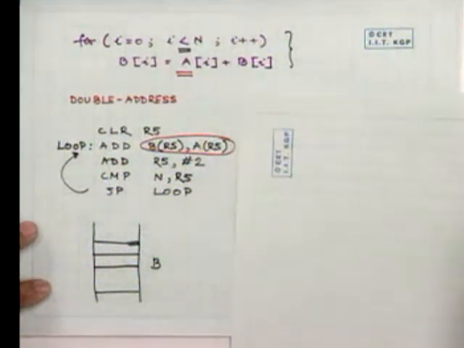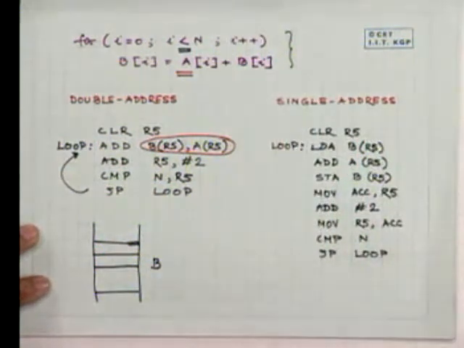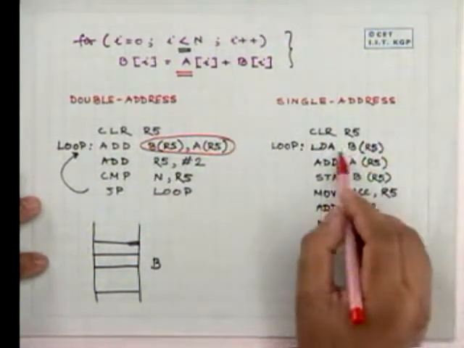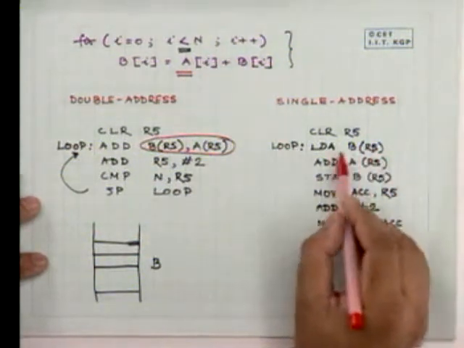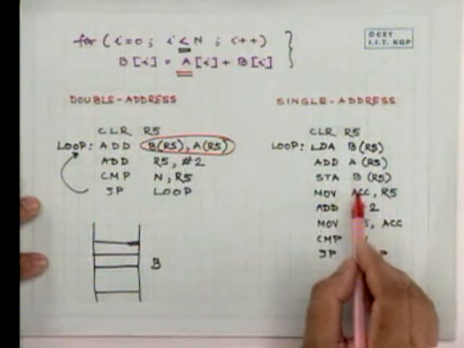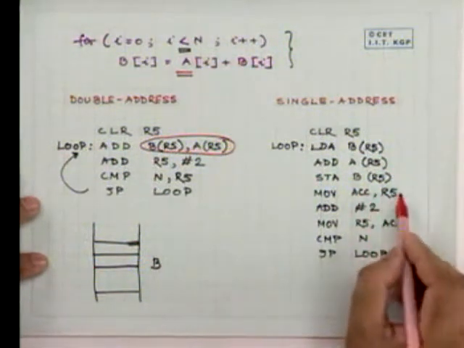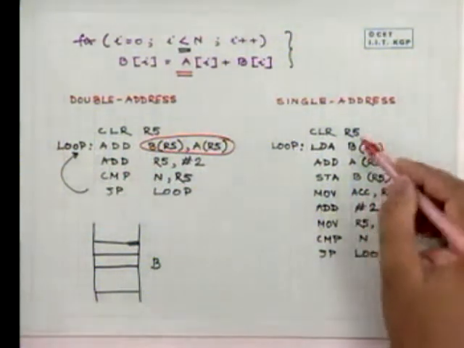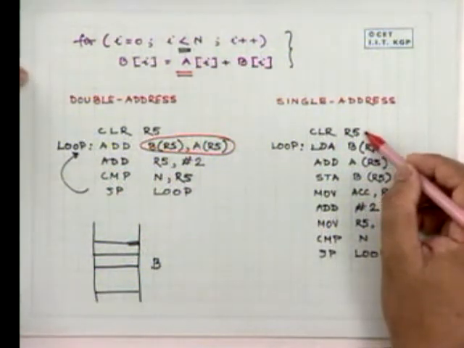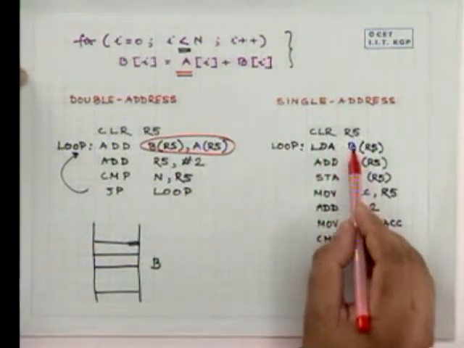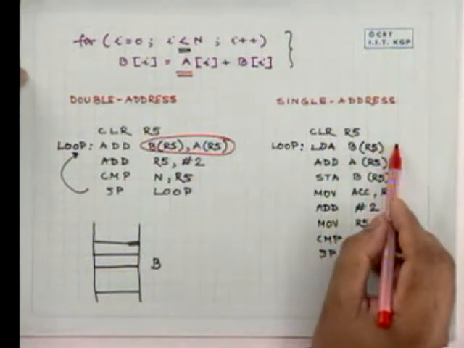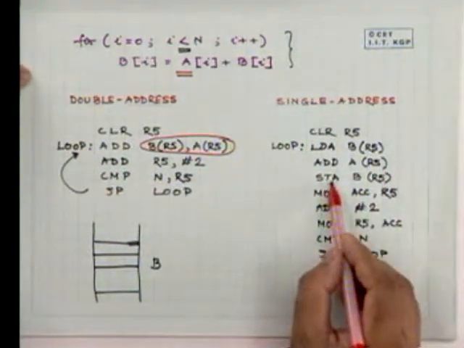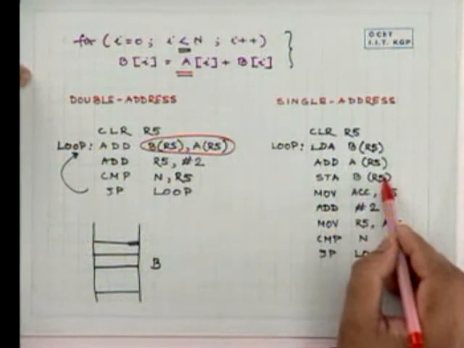Now let us take the same case with a single address machine. In the case of a single address machine, once more, say all the instructions have only a single operand, except where both the operands are registers, where we have used two registers, and that is permitted. We assume that that is permitted, right? Now here, once more, we clear R5 first, then load accumulator BR5, that means index addressing we do, add AR5, here also we do an index addressing, then store accumulator, the result, into BR5.